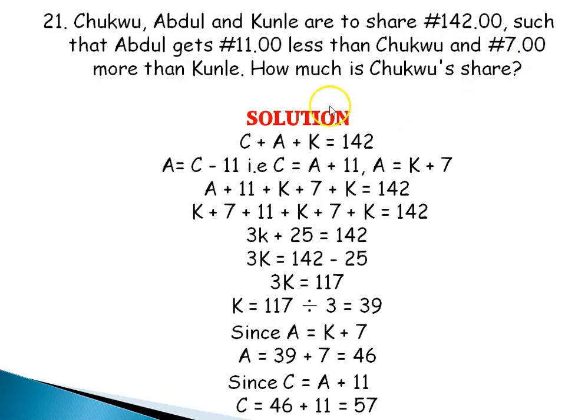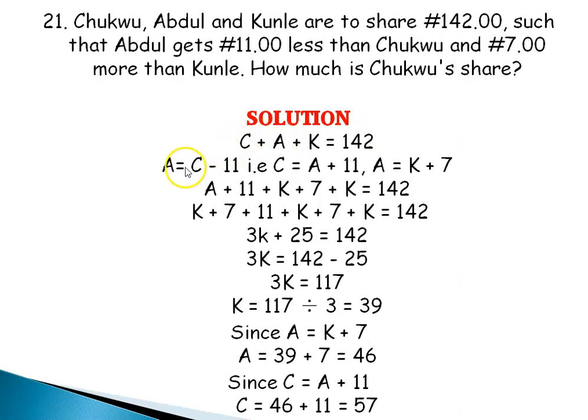Okay, so the first thing I want to do is to represent each of them by the first alphabet of their name. So C is standing for Chuku, A is standing for Abdul, and K is standing for Kunle. From this first statement here, it means the share of Chuku, Abdul, and Kunle will give us 142. Is that okay? Now let's go to the next statement that was made.